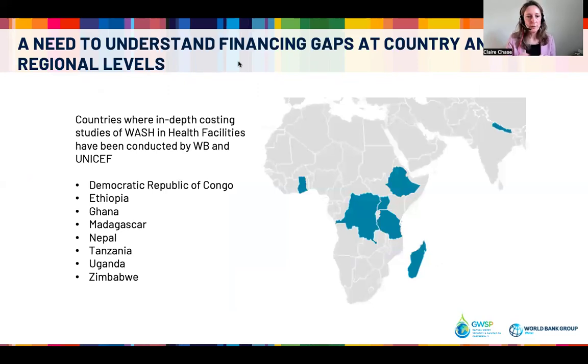As I mentioned, we've been working with partners to expand this costing work because we do see that there's a lot of demand and a lot of opportunities to generate this evidence. These are just some examples of countries that we're aware of. I think these are a mix of UNICEF and World Bank. But what we've been working on internally at the World Bank, building on the Lancet estimates, is to expand those globally and eventually get to the regional or country level.